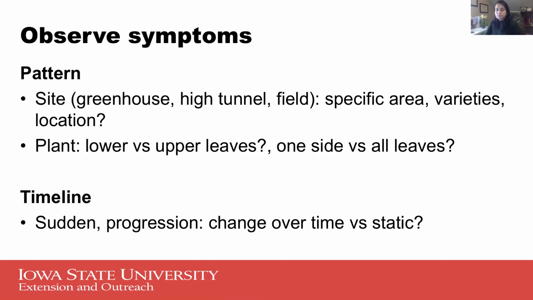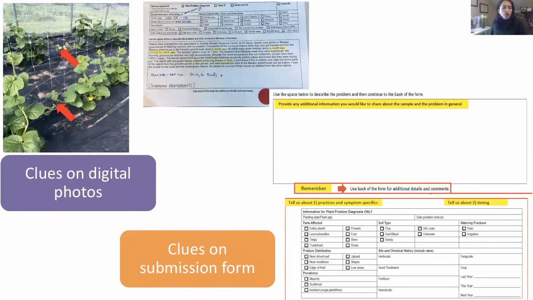What was the timeline? Did it suddenly appear? Did it change over time? Was there any progression, or did the problem just appear once and stay static? And how can you collect information like this? In our scouting video, we talk about ways that you could scout and record your observations. Photos are a good way to do this. You can take lots of photos and video as you're noticing problems in the field, the high tunnel, or the greenhouse. You can then monitor those particular locations that are problematic to see if they change over time.